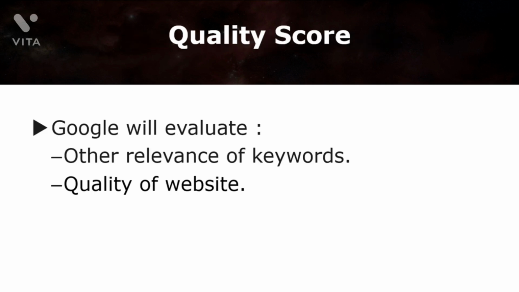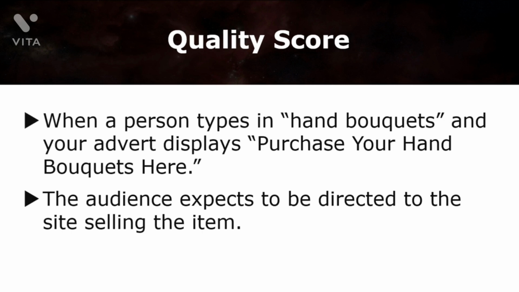Now let's look at the quality score. Before your keywords can reach the results page, Google will evaluate the relevance and the usefulness of your selected keywords for ads. This is to ensure that your keywords are relevant to the users. Google also looks into the quality of your website. For example, if the user types in hand bouquets and your advert is "Purchase your hand bouquet here," once they click on your ad, they would expect to be directly led to a website selling hand bouquets and not a generic homepage, which is not good enough and it's not what the user wants.